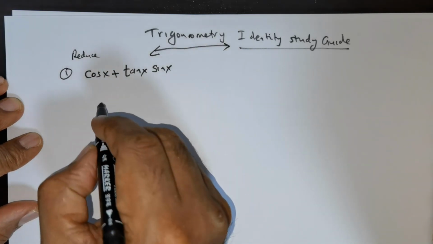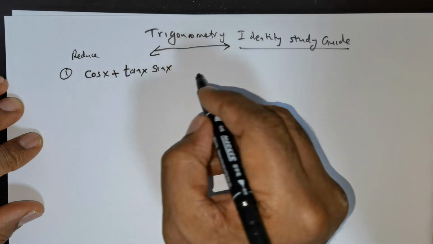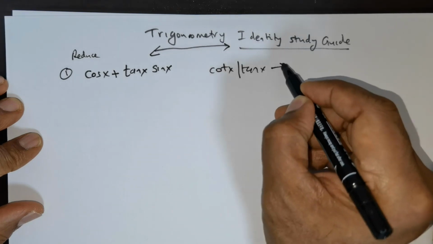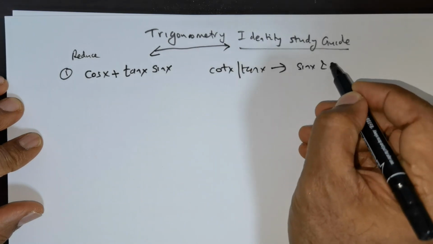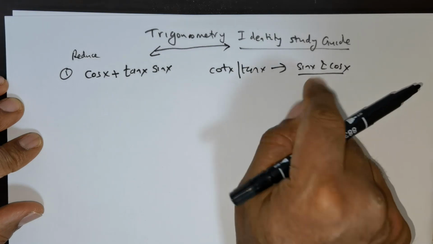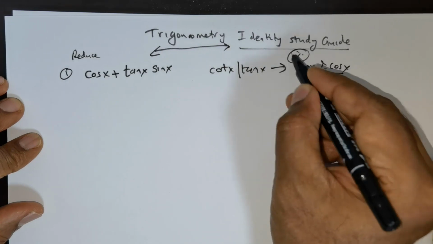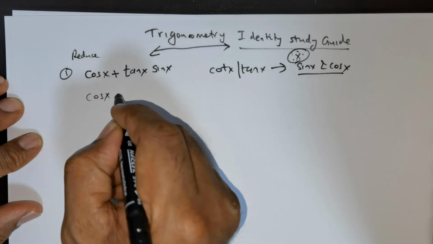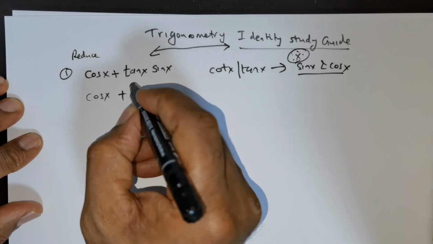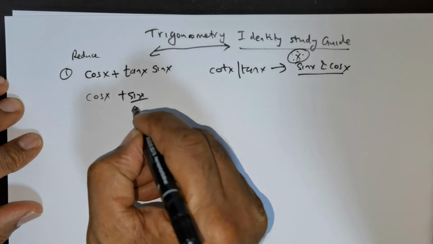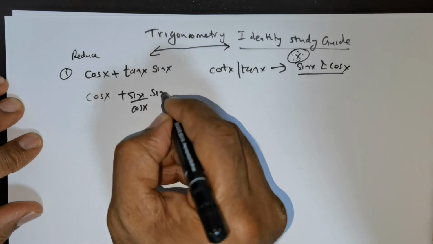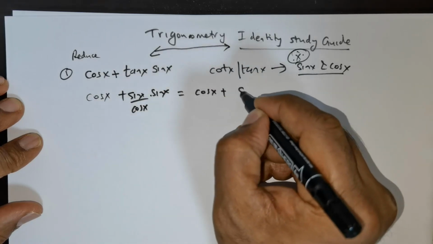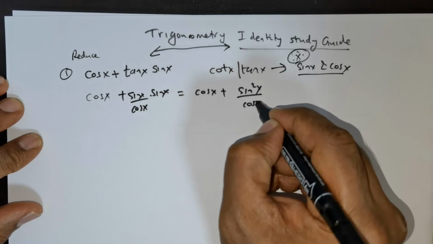So having said that, let me give you this hint. Whenever you see cot x and tan x, you convert it into sin x and cos x. That's the all important point you have to know. So this is cos x + tan x, where tan x is sin x over cos x, and you have sin x here. This is nothing but cos x + sin x times sin x, which is sin squared x, divided by cos x.